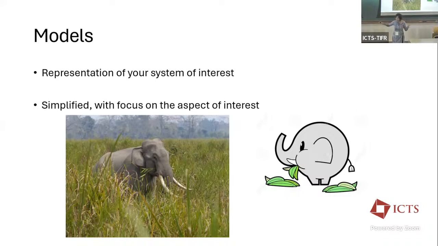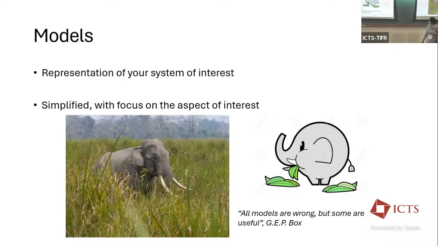So we're trying to simplify the system, but really focus on what our aspect of interest is. So over here, if you're interested in elephant foraging ecology, this basically ignores a little bit of the shape of the elephant maybe, but it really focuses on that elephant eating. And this is a really important thing to know, that all models are wrong, some models are useful. So we're looking for that model which is useful.